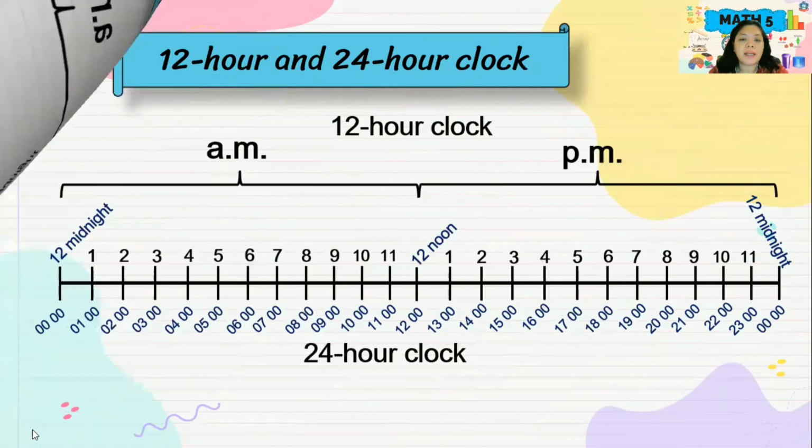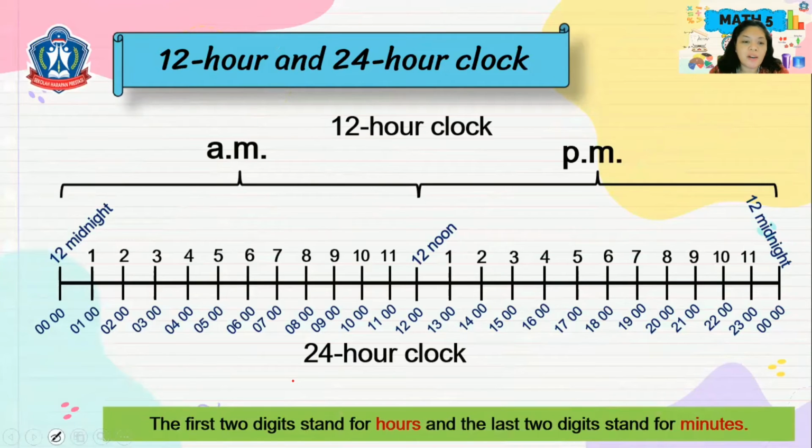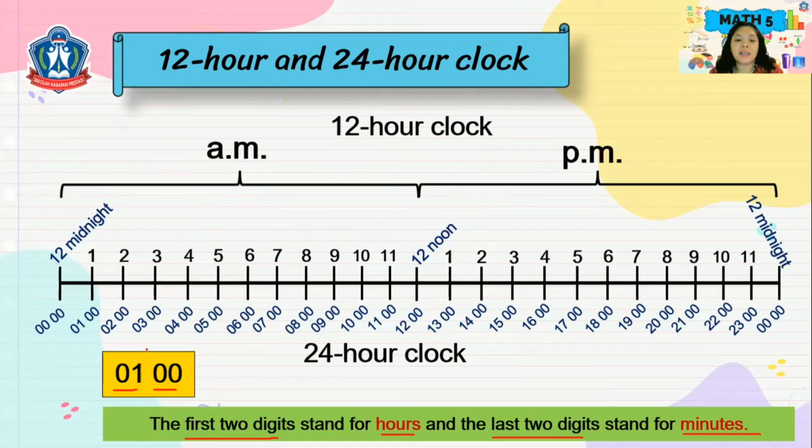Now, in the 24-hour clock, children, there are 4 digits. The first 2 digits stand for the hours, and the last 2 digits stand for the minutes. So for example, I have here 1 o'clock. When you see this, this is the hour and this is the minutes. This is a 24-hour clock. As you observe, we did not use a.m. and p.m. anymore. So in a 24-hour clock, we remove the a.m. and p.m. We just simply write the clock like this. It consists of 4-digit numbers.